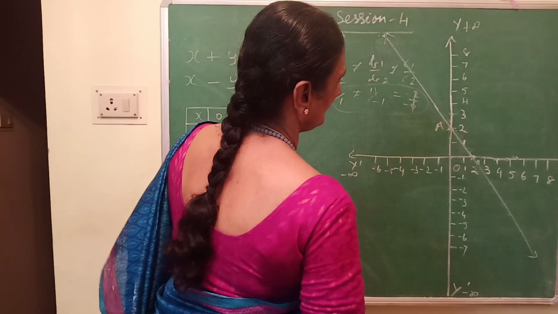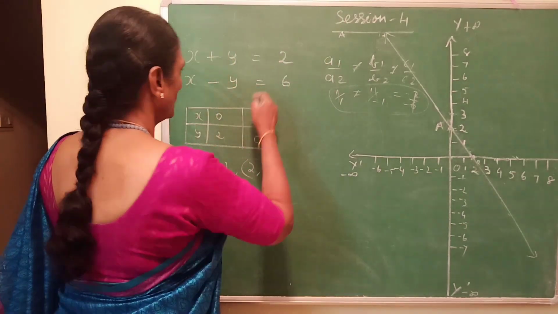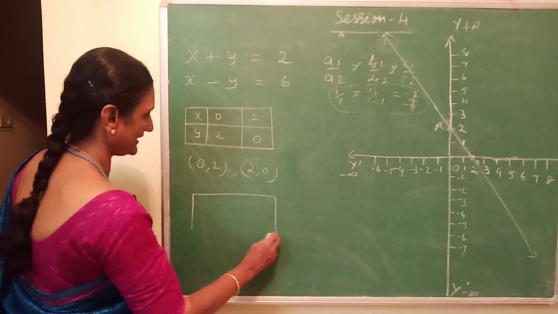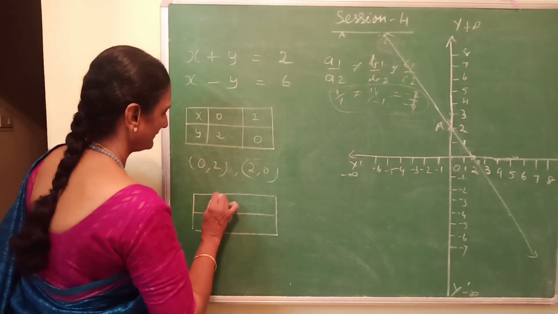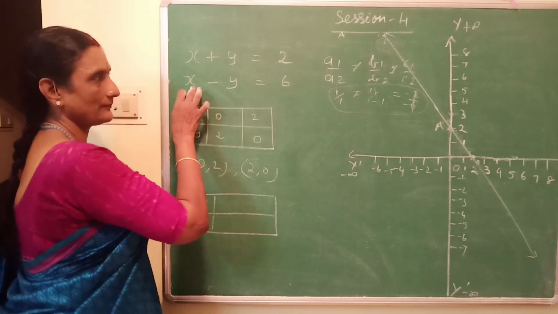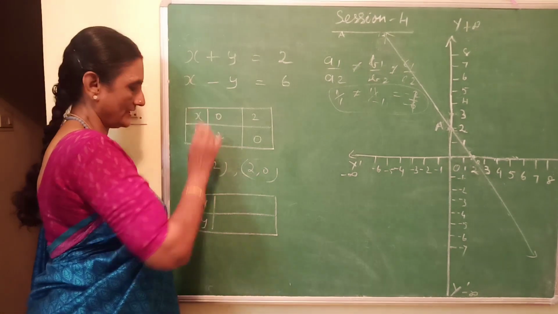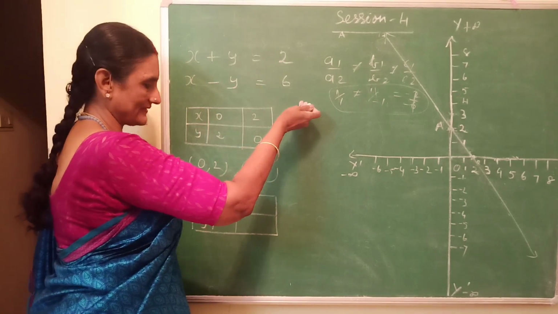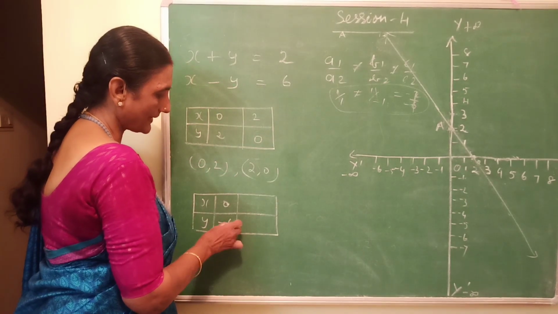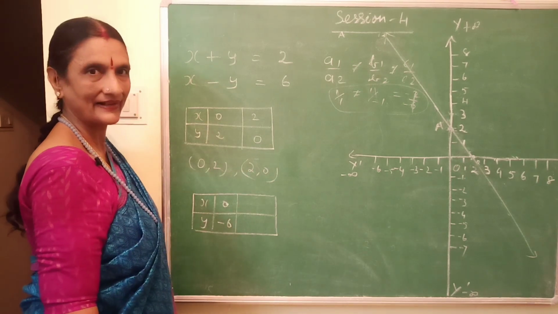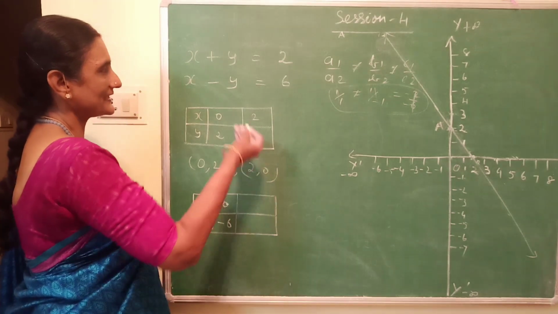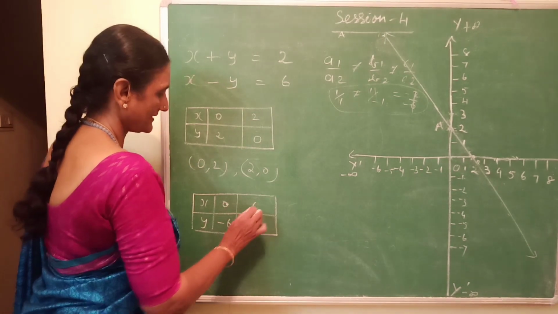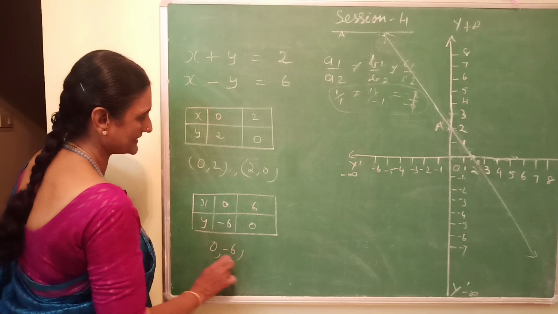Correct? Now let us move on to the second equation. That is x minus y is equal to 6. As usual, you mark the point x as 0. So 0 and minus y is equal to 6. Therefore, y is equal to minus 6. Correct? Are you understanding? Now let us take y as 0. So x becomes 6.